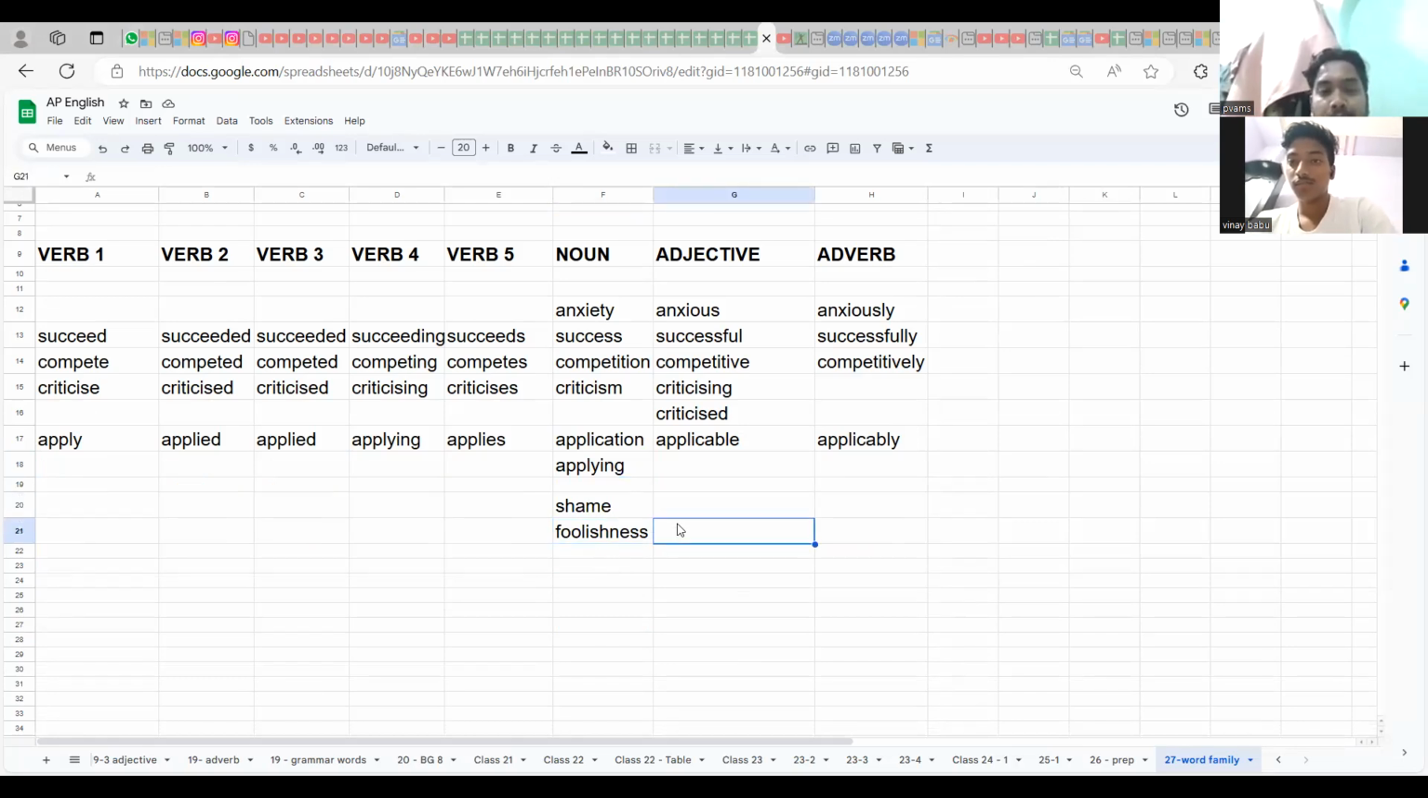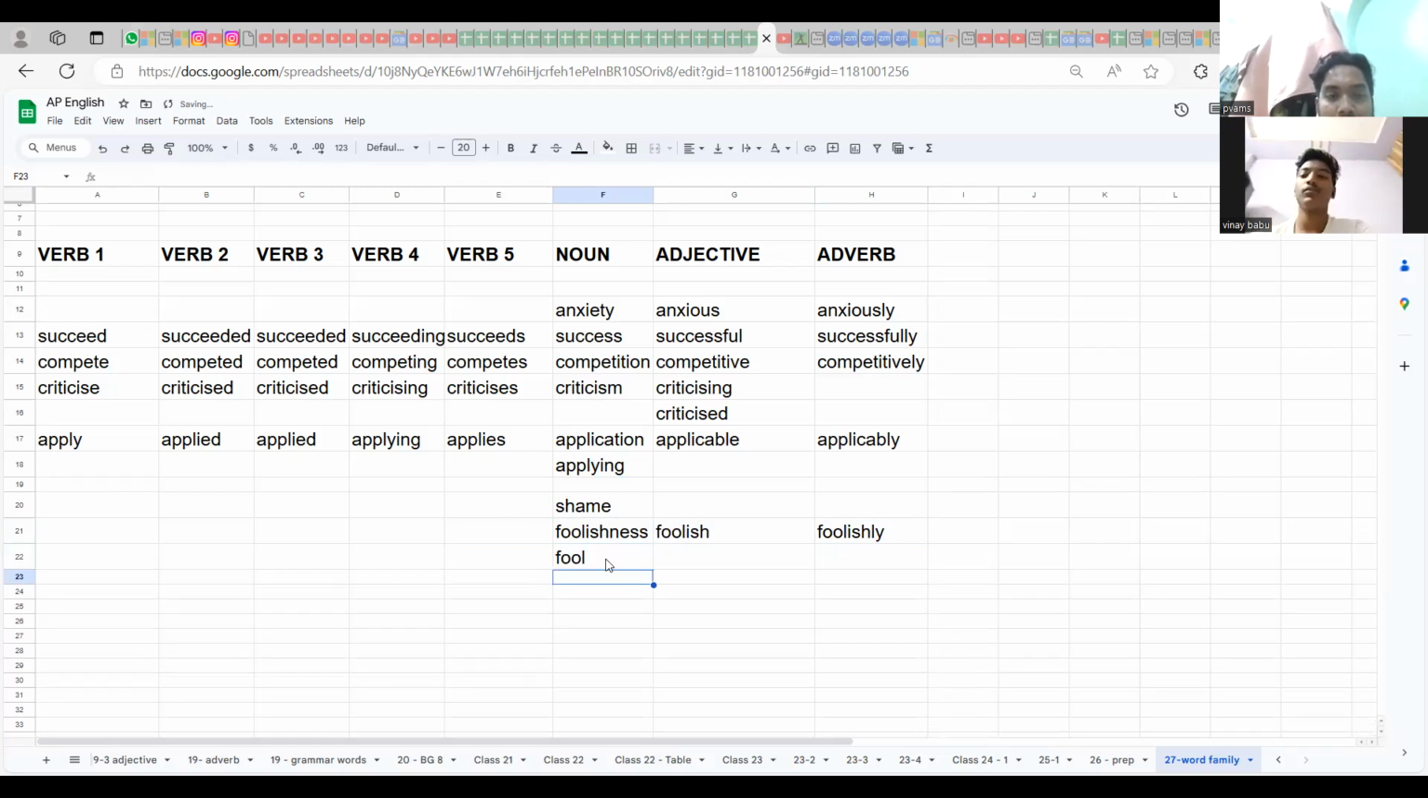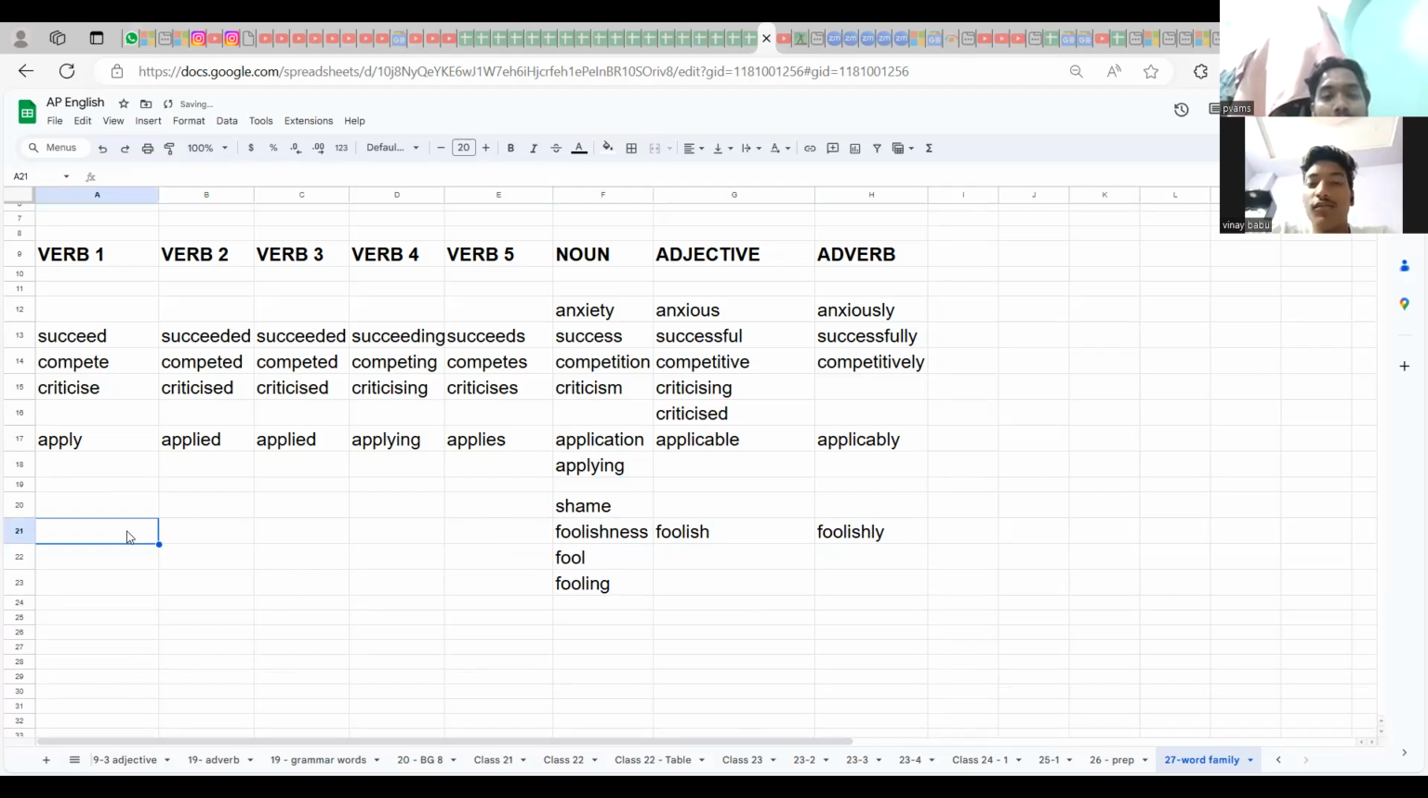Look at this here. Foolishness. This will become foolish here. Foolish. Foolishly. Now, look at that. Fool. Noun. Now, fooling, fooled, all the three will come under noun. Any idea what is going to happen here, Vamsi? Verb. Foolish is here. Here is a verb five times. It is going to go with five forms. Verb one, verb two. So this is how English is different here. Fool.